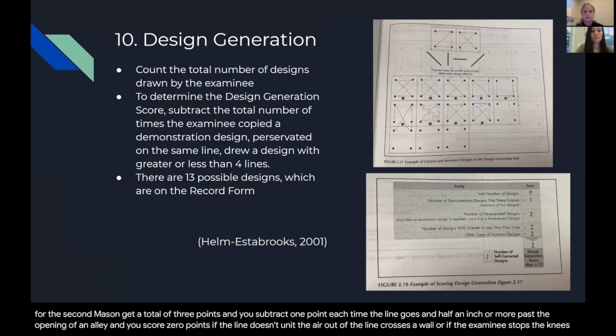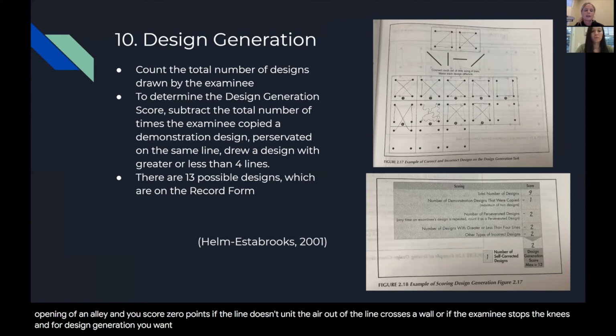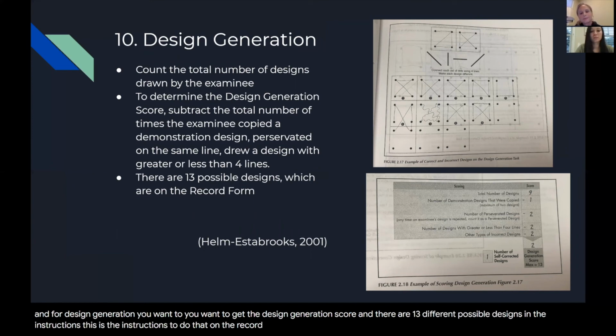And for design generation, you want to get the design generation score, and there are 13 different possible designs, and the specific instructions to do that are on the record form.